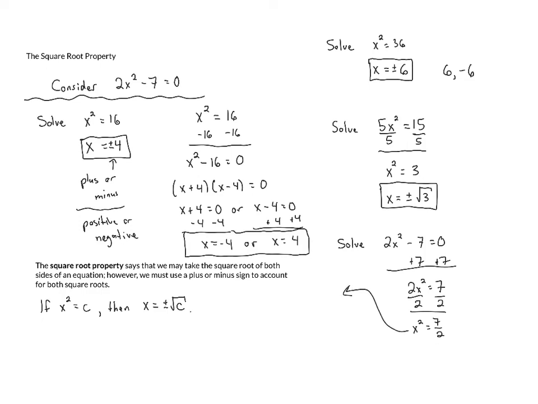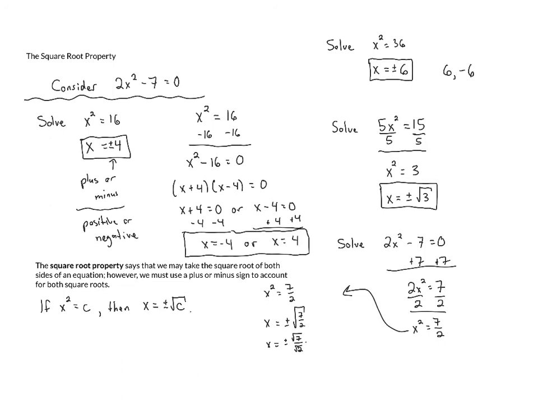I'm going to rewrite this up here just so I have a little bit more room. Now that we have something squared equals a constant, we can use the square root property. The square root of x squared is x, and the square root of 7/2, we're going to write plus or minus root 7/2. But we have a problem. We're not allowed to leave our answer with a fraction in the radical. So what we're going to do is split that up into root 7 over root 2. And then we're going to rationalize the denominator.